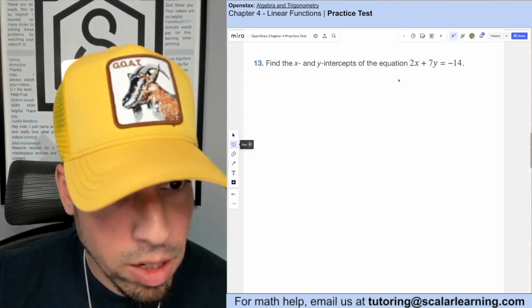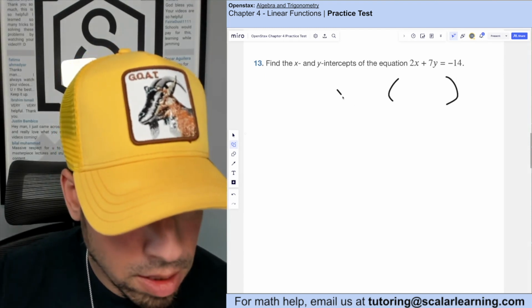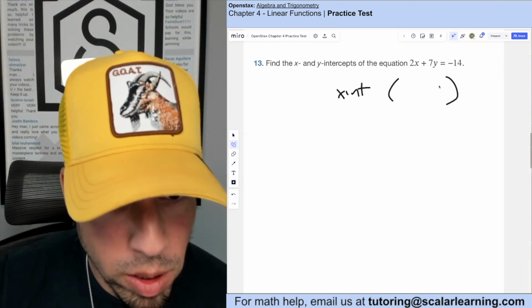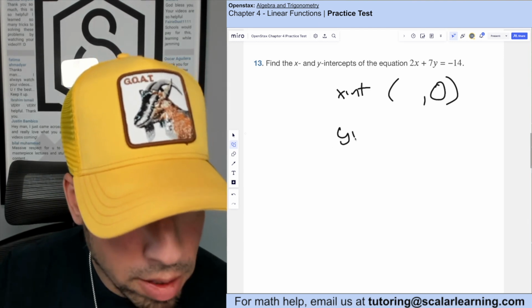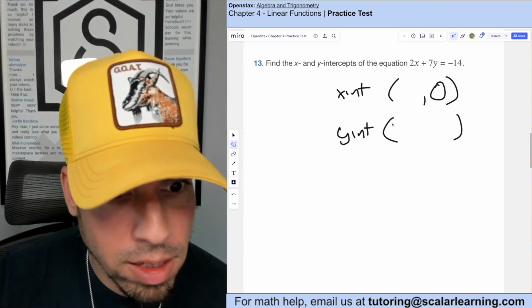To find the x and y intercepts, we have to remember that the x-intercept occurs when y equals 0, and the y-intercept occurs when x equals 0.